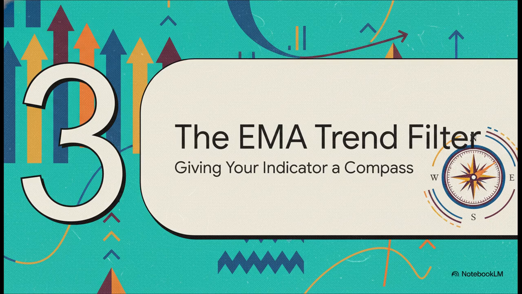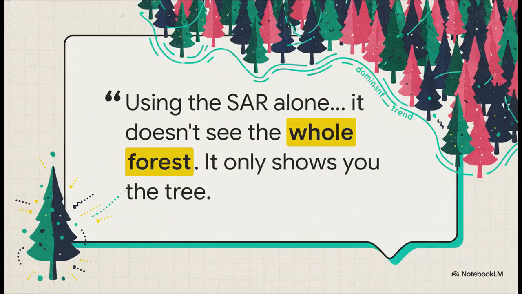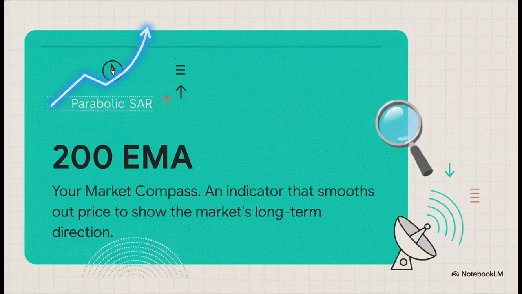This is where we bring in our first tool, the EMA trend filter. This is how we give our indicator a much-needed compass. This analogy says it all, really. Using the SAR all by itself is like looking at a single tree and trying to guess the direction of the entire forest. You're completely missing the big picture, the dominant trend. So to see the whole forest, we bring in a guide, the 200 Exponential Moving Average, or EMA. Think of this simply as your market compass. It smooths out all that crazy short-term noise and shows you the market's true long-term direction.